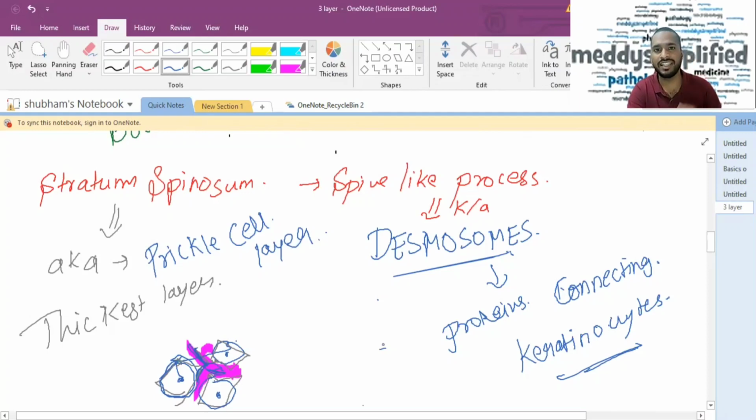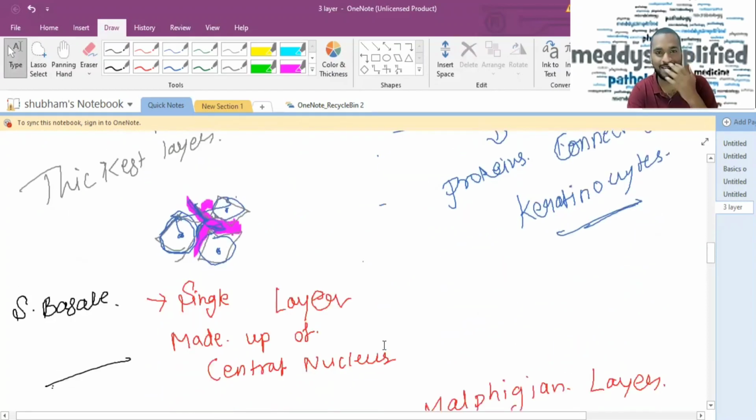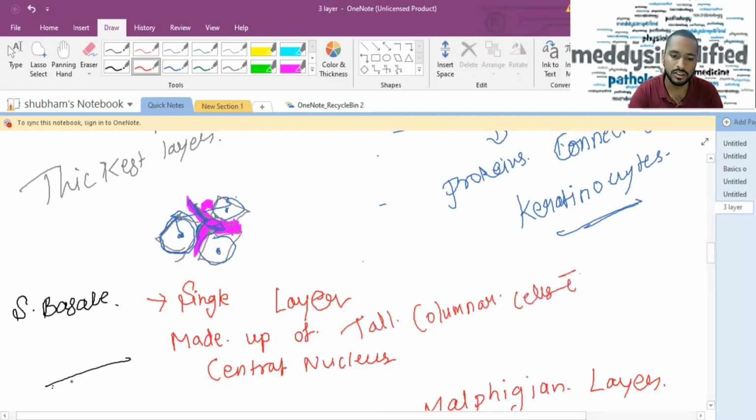Now this was about all the layers of epidermis. Now talking about the cells in epidermis. Before going to the cells, one more layer is left, that is stratum basale. It is a single layer, and it is made up of tall columnar cells with central nucleus. So to draw stratum basale, we will draw tall columnar cells with centrally located nucleus, this way. Okay, so this is all about the layers of epidermis.